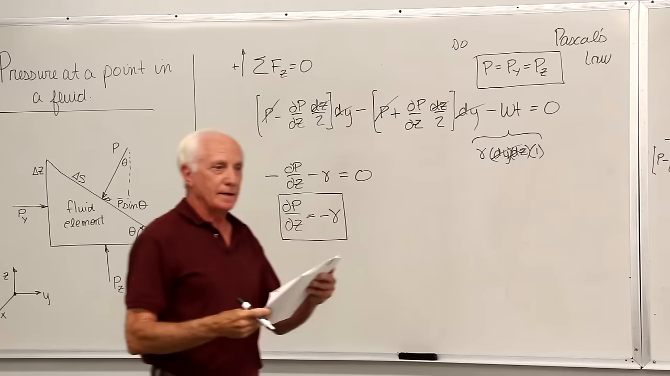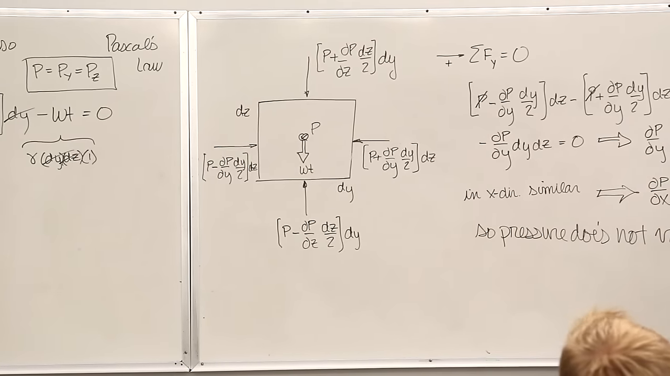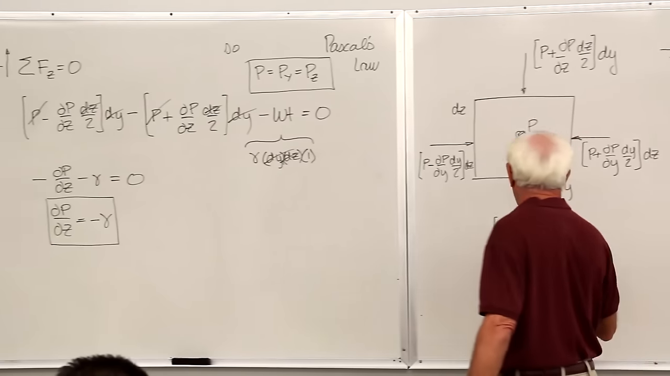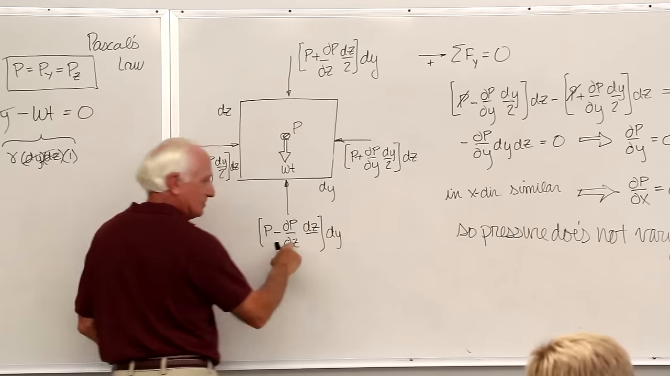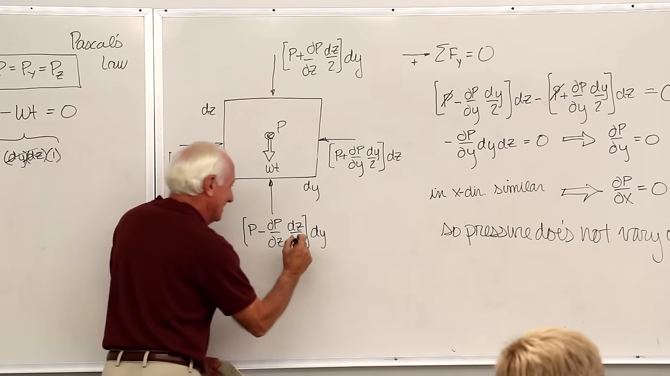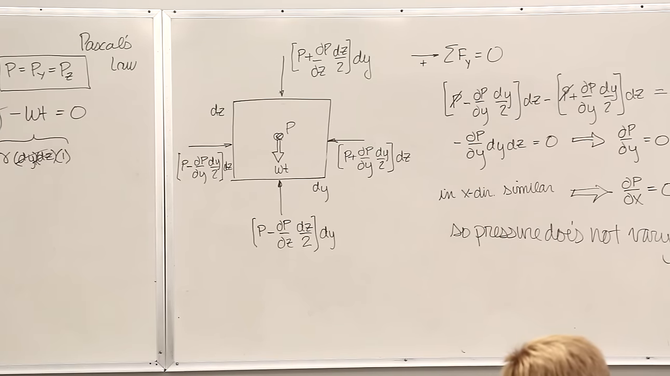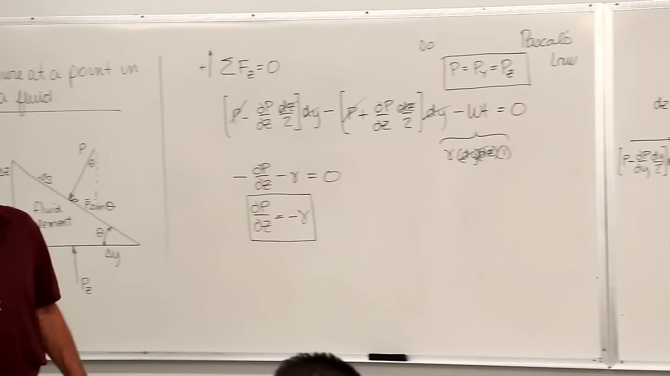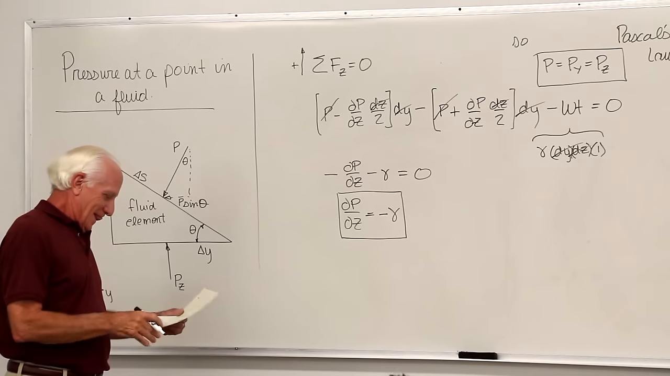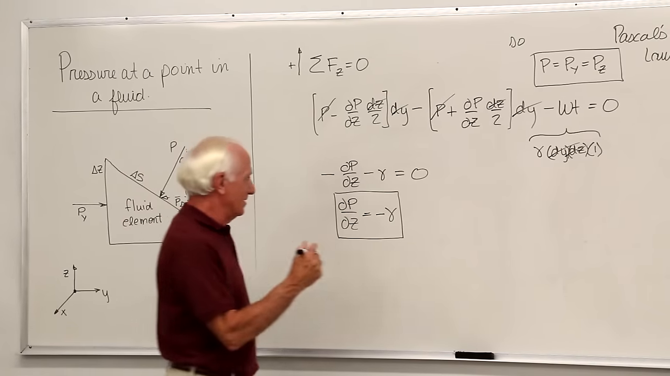Is that dz over z or dz over 2? I think it's 2. See my little bar? The little bar right there means a z. That's why you write it with a bar like that. This guy's a 2. If there's a slash in the middle, that's just to differentiate a z and a 2. It's kind of hard sometimes. Okay. So that means pressure changes in the z direction.